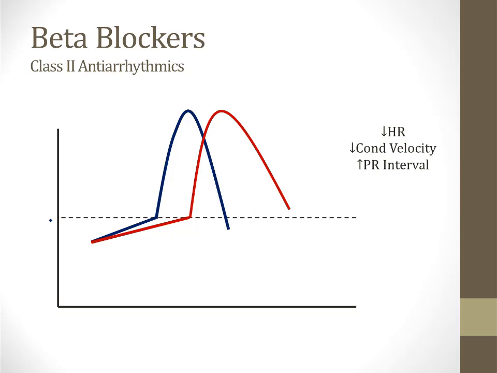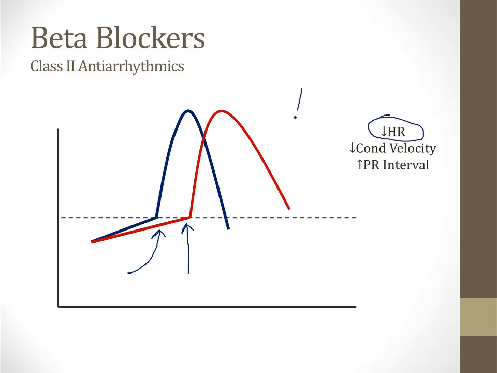The blue line is a normal action potential. The red line is an action potential after administration of a beta blocker. You can see that phase 4 has a lower slope and is prolonged. This means it takes longer for SA nodal pacemaker cells to reach the depolarization threshold. Thus, they will depolarize less frequently, and there will be a slower heart rate on a beta blocker.